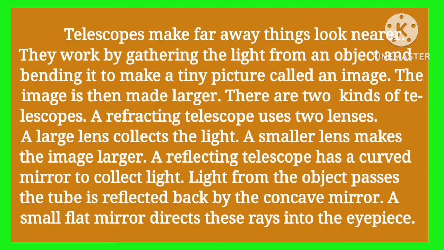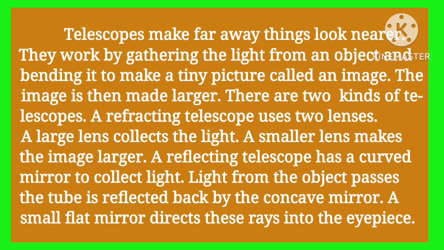A reflecting telescope has a curved mirror to collect light. Light from the object passes the tube, is reflected back by the concave mirror. A small flat mirror directs these rays into the eyepiece.